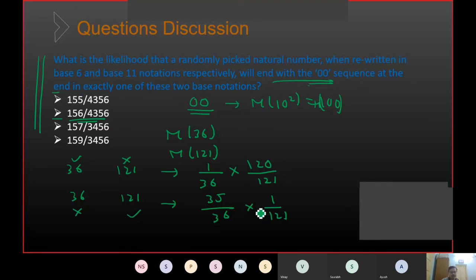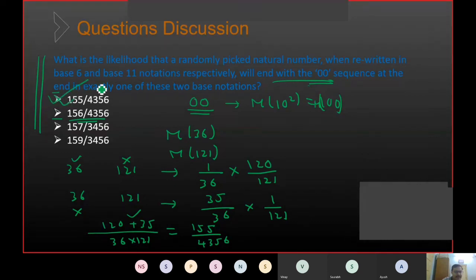If I take common, I'll get the denominator as 36 into 121, and the numerator as 120 plus 35, which comes out to be 155, divided by 4356. Hence the answer is option A, that is 155 divided by 4356. Is this clear?